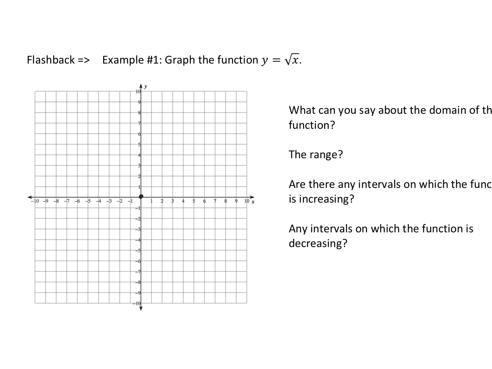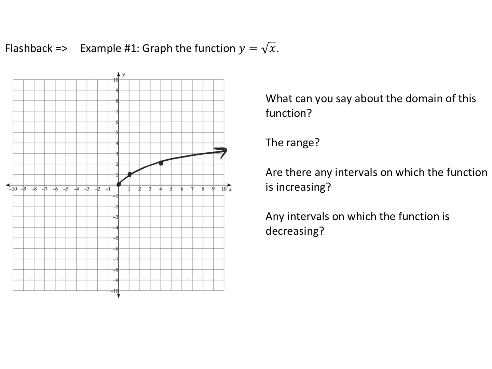If I plotted a few points, I would have the square root of 1 is 1, square root of 4 is 2, right? And it would look like this. Just goes that way. Okay? Because can I take a square root of a negative number and have a point on an actual graph? No, I cannot, okay? So if I'm looking at this function, remember, domain are all of my x values.